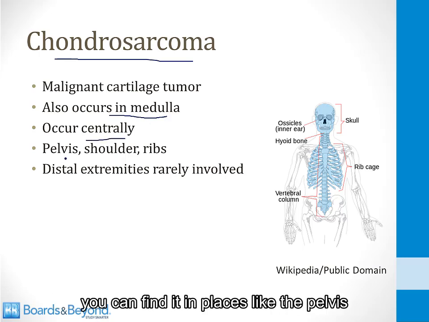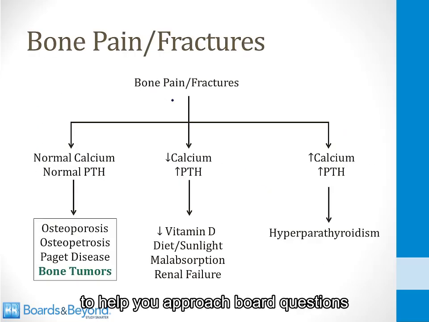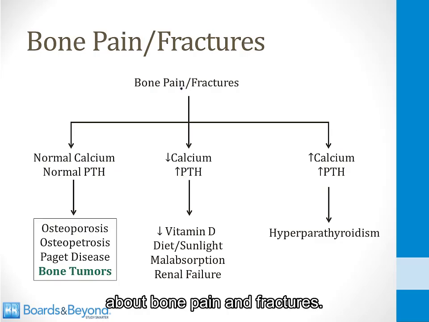So you can find it in places like the pelvis and the shoulder and the ribs. The distal extremities are rarely involved. I'll finish this video with a few slides to help you approach board questions about bone pain and fractures.